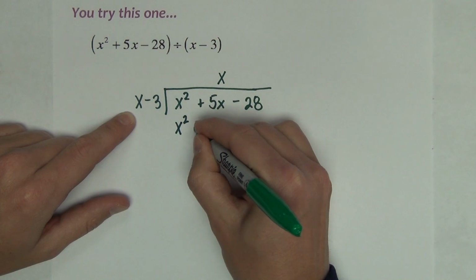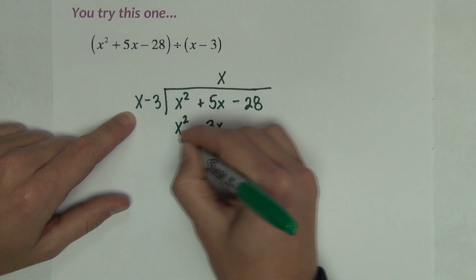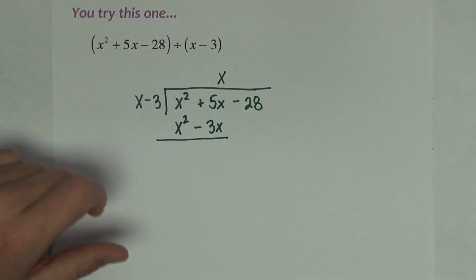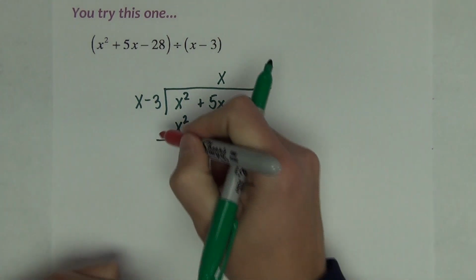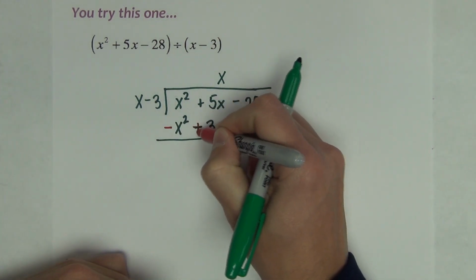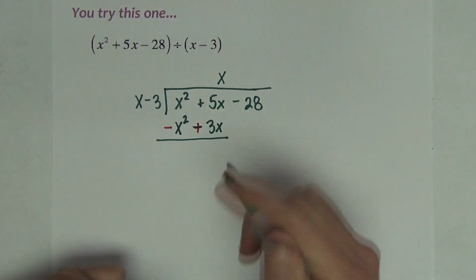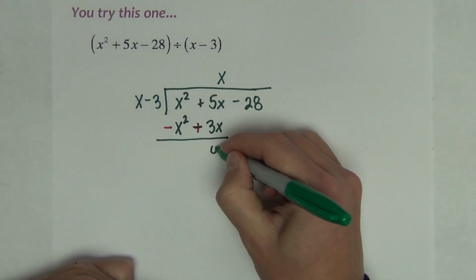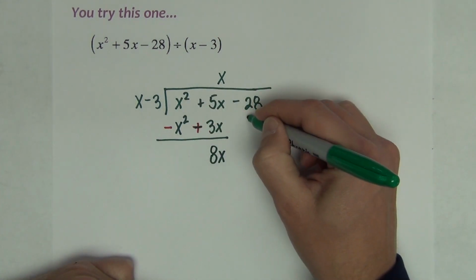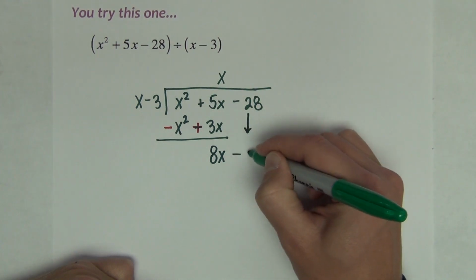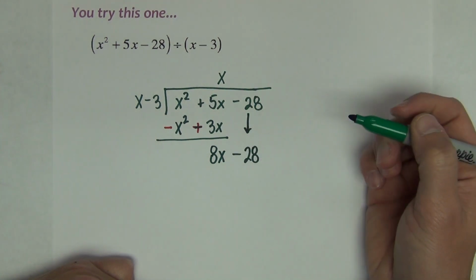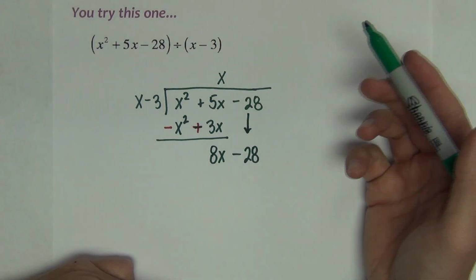X times negative 3 makes negative 3x. I'm going to subtract. So I'm going to subtract this negative, changes it to positive. And so the x squareds cancel, we get 8x. And we bring down the next term, minus 28. Okay. And now we go again.